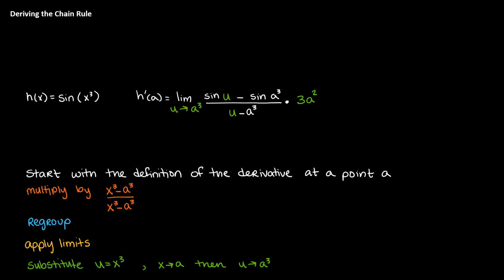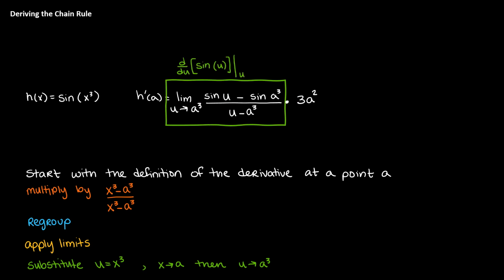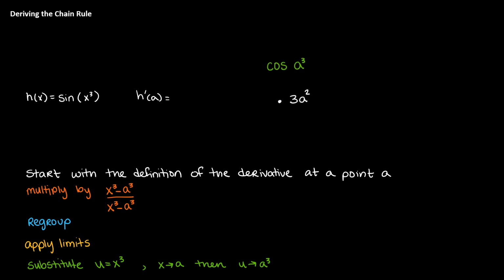Now that we have our limit written this way, we can see that we are looking at the definition of the derivative for sine of u, and that is being evaluated at a cubed. We know the derivative of sine is cosine, and if we evaluate that derivative at a cubed, then we would have cosine of a cubed. So the derivative here for h would be cosine a cubed times 3a squared.